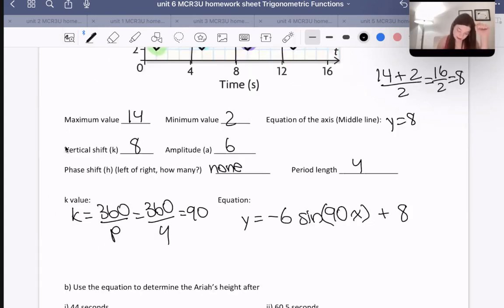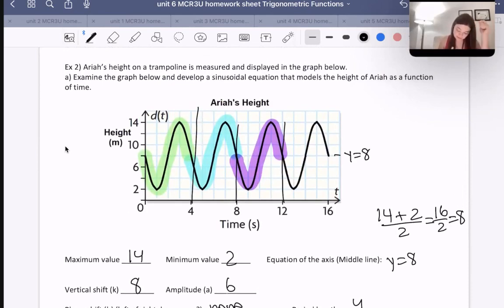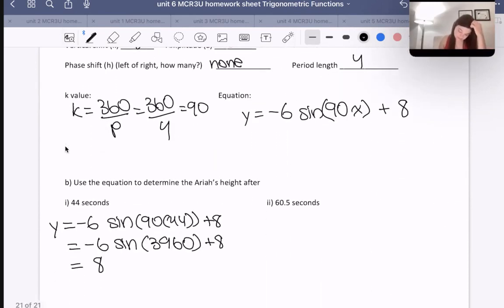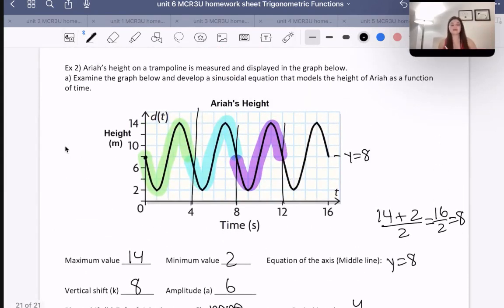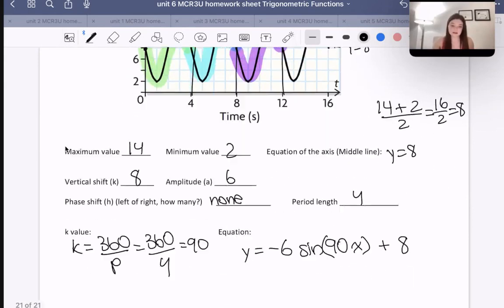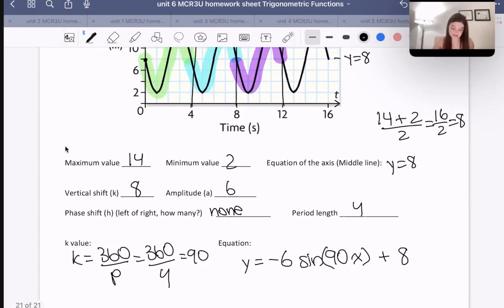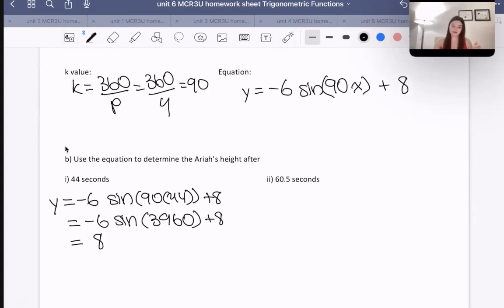And that makes sense if we think about it, right? Because this repeats every 4 and we start at 8. And so, of course, at 44 seconds, we're going to get 8. We're going to be at that very beginning of our cycle where we're getting 8. So this answer makes good sense. And also, of course, it is within the range of from 2 to 14. So that's another checkbox that we got it right.